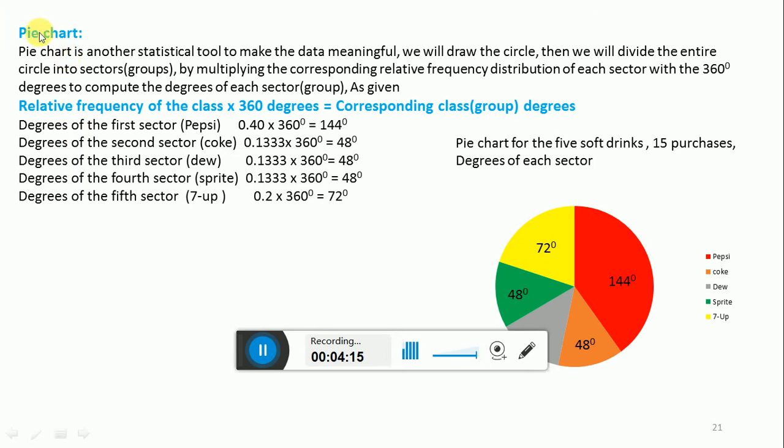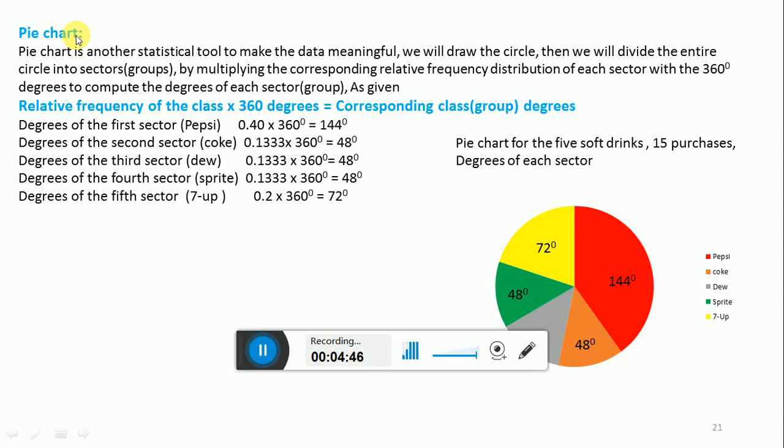Now I am taking you to another chart, the pie chart. We can summarize, analyze and interpret qualitative data using a pie chart as well. So the pie chart is another statistical tool that one can use to analyze, summarize, interpret and present, to make the data easy to read, easy to understand and meaningful. How can we graph the pie chart?